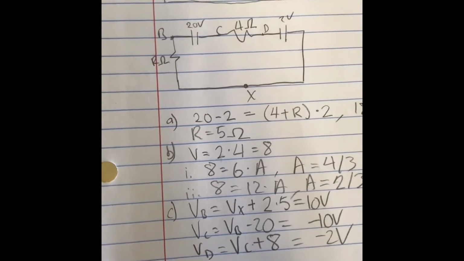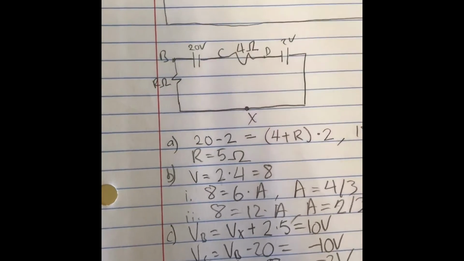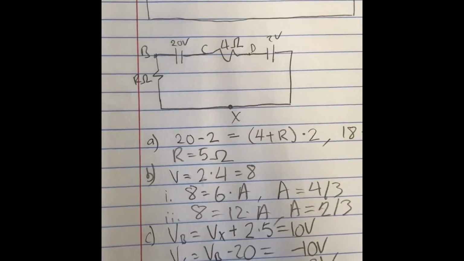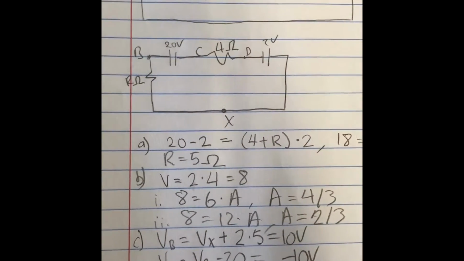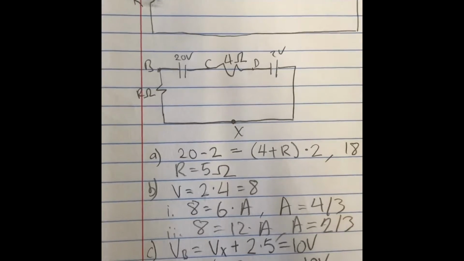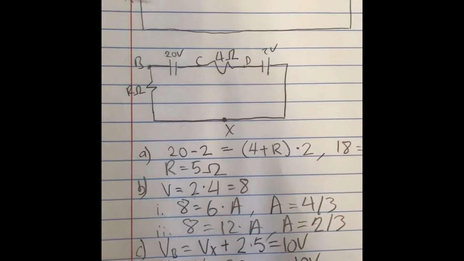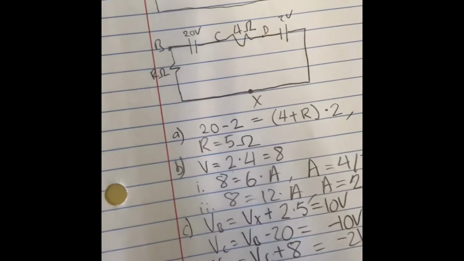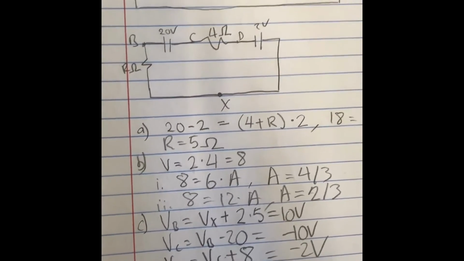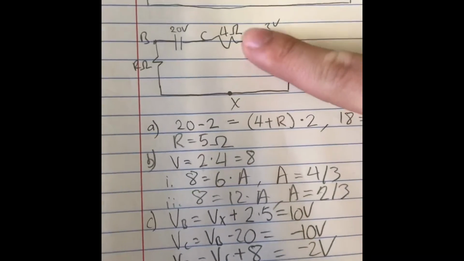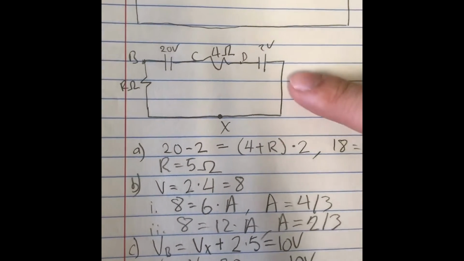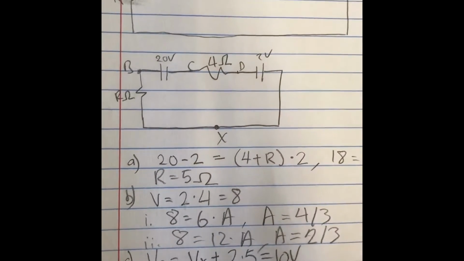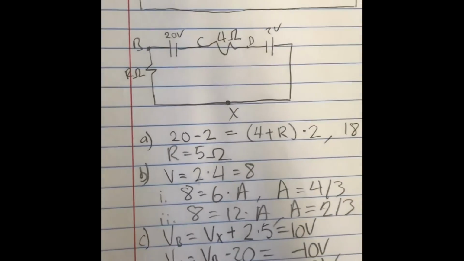And to find C, the only difference is that there's a battery in the way. And because we're going from the positive to negative end of the battery, we're going to be subtracting the voltage, which is 20. So we end up with negative 10 volts. And to get D, we add 8 because 8 is 4 times 2. The total resistance is 4, and the current is 2, so you multiply that together and get a voltage of 8. Add it together and get negative 2 V.